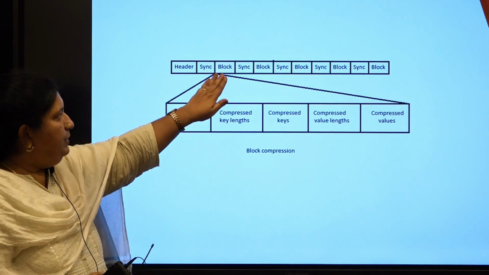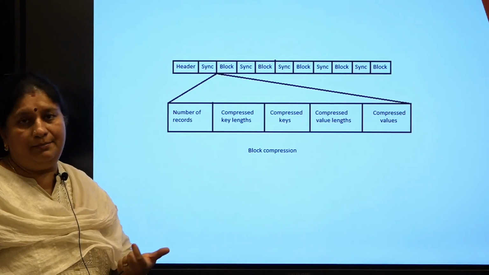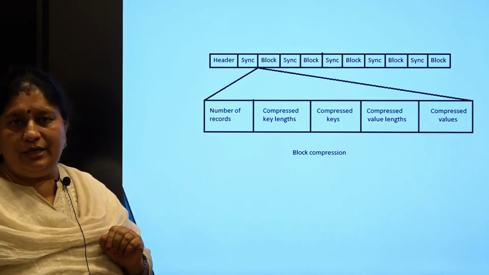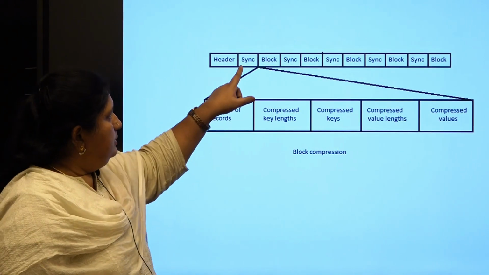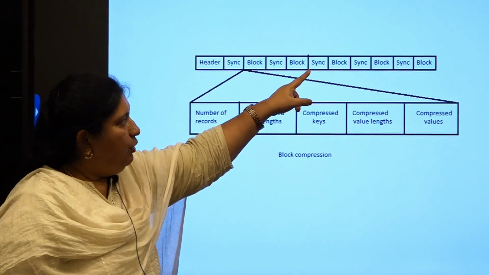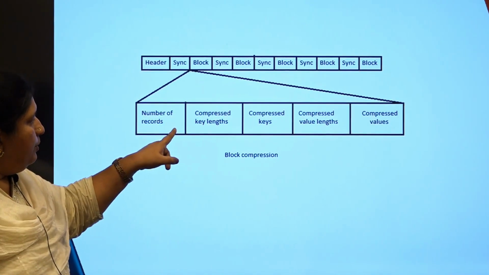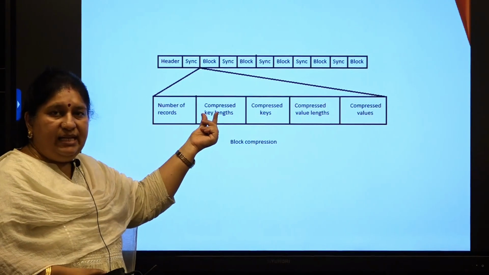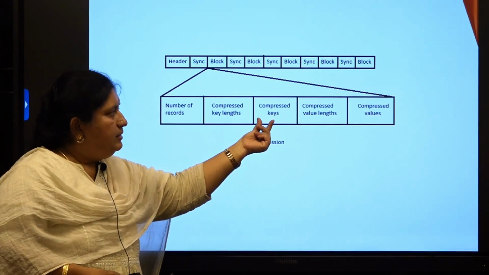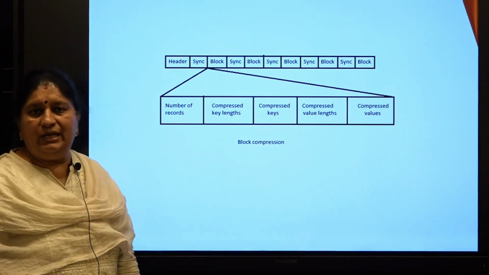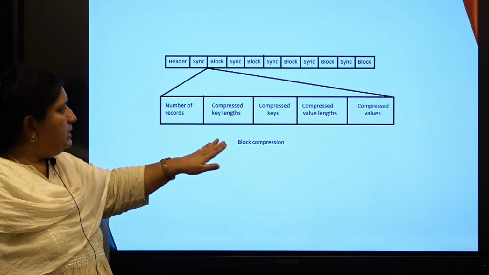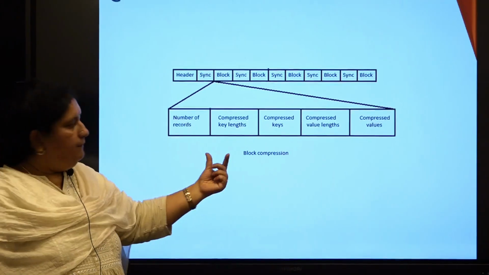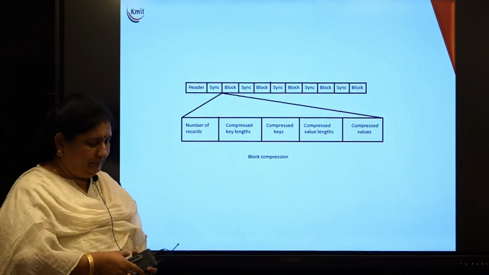Now, what did we use in this? It is block compression. I put a group of records together and store them in the file. If you see, sync markers are there for every block. And what did we store in the block? The number of records kept in a block, compressed key lengths, compressed keys, value lengths, and the values corresponding to each key. So, a group of records compressed together, we call it block level compression.